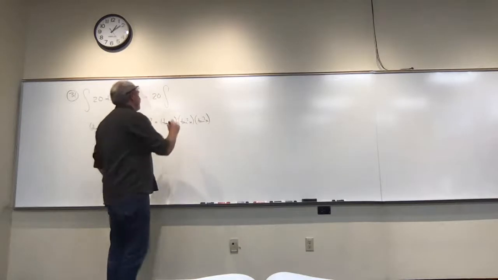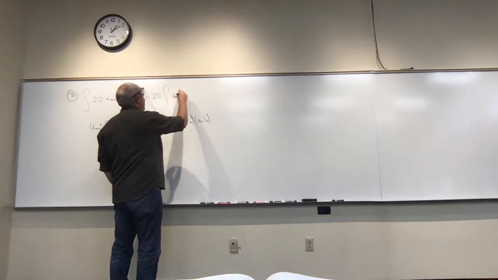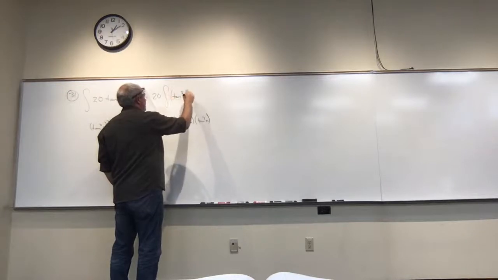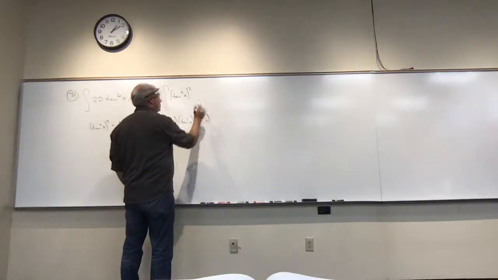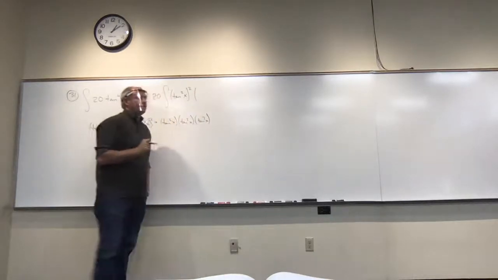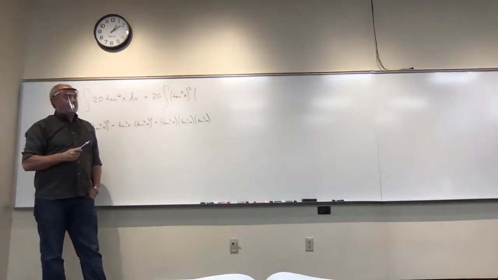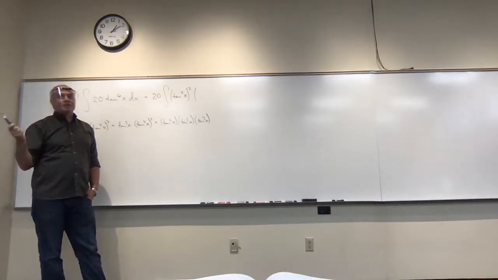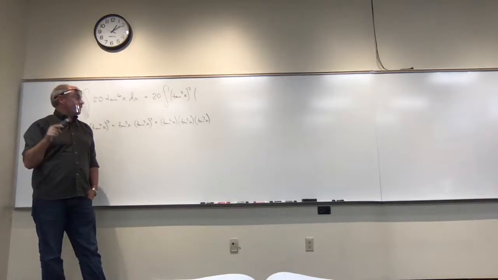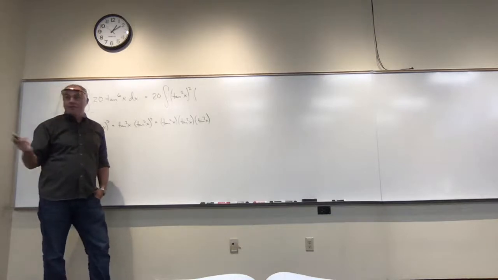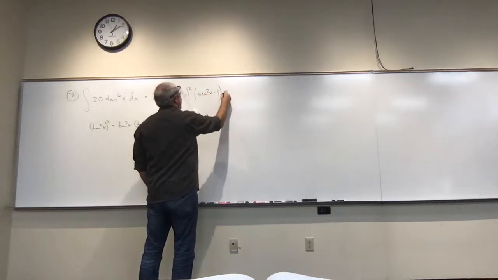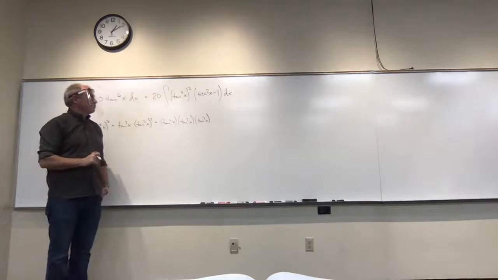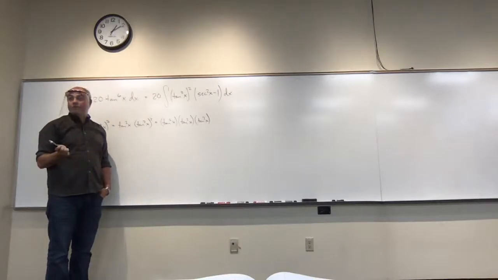If we do, then I get tangent squared of x, let's say it's to the fourth if you like. And then this one can be replaced using the identity: 1 plus tangent squared of x is secant squared of x. So tangent squared of x is secant squared of x minus 1, right? So this is secant squared x minus 1 dx. So far, so good? Okay.